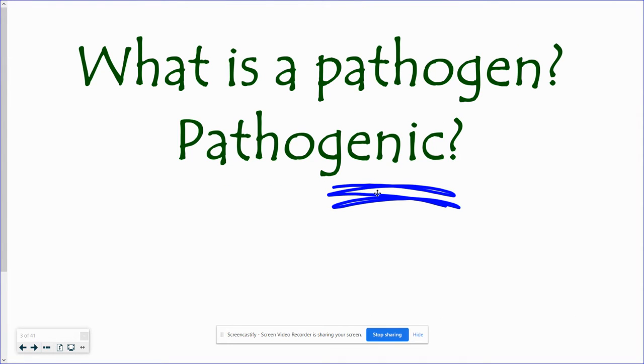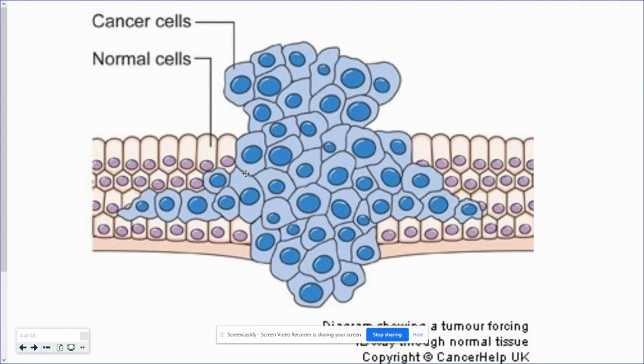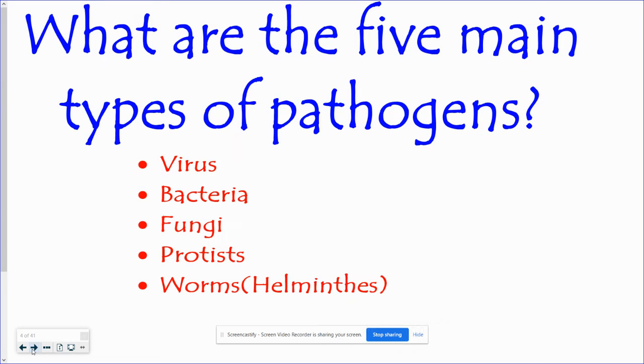Now, the word pathogenic means, so patho means disease. Gen means generate or create. So something pathogenic creates disease. One example is cancer. Cancer is just the abnormal growth of cells, but a lot of times it can be caused by things, all right, too much smoking, too much sun. So those things can be pathogenic. They can create disease. But today we really want to focus on the five main pathogens.